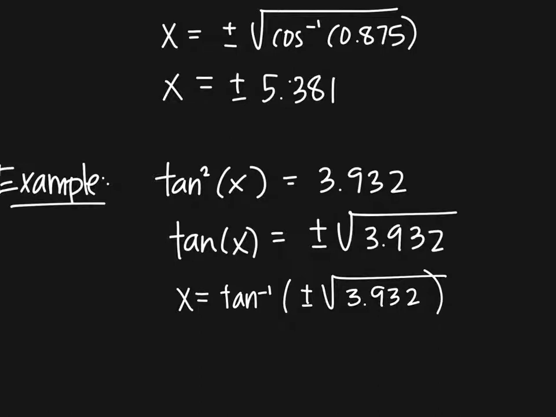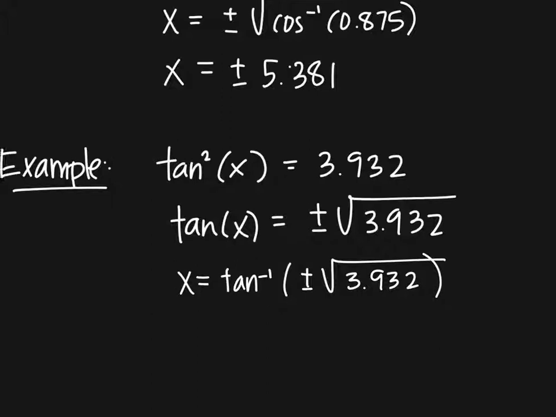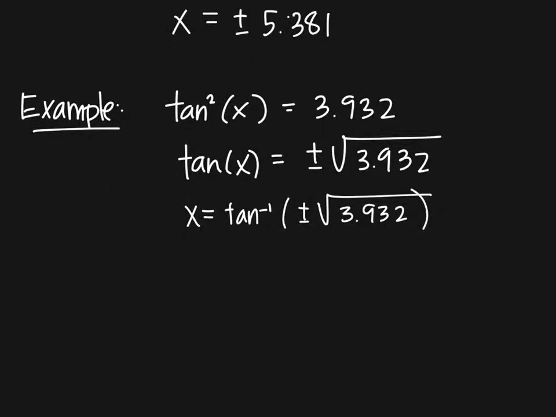You'll have to type that in separately into your calculator. So you'll do the tan inverse of the positive one and get an answer, and you'll do the tan inverse of the negative one and get another answer. Sometimes those answers will be plus or minus opposites of each other, but other times they won't. So don't just take it for granted that typing in the positive would guarantee what you would have. Check the tan inverse of the positive square root of 3.932 first.